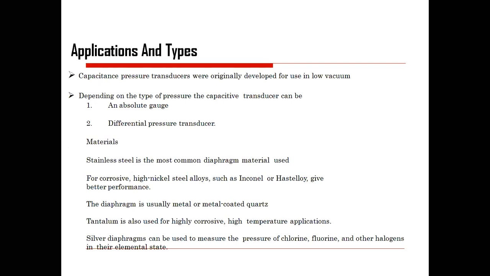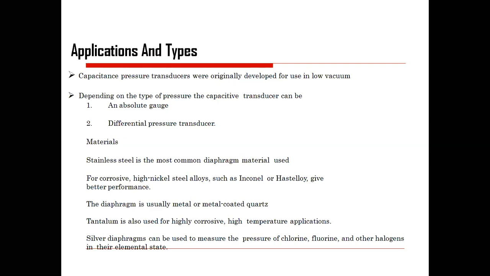So, the change in capacitance, or the capacitance pressure transducers, were originally developed for use in low vacuum. So, where there is a necessity of vacuum measurement, low vacuum measurement, in that particular place, this capacitive type of pressure transducer can be used. So, depending on the type of pressure, the capacitive transducer can be used.